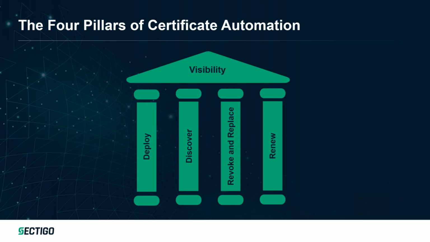So just as a reminder: deploy, discover, revoke and replace, and renew. Those are the 4 pillars. Visibility is the capstone that sits on the top of them.